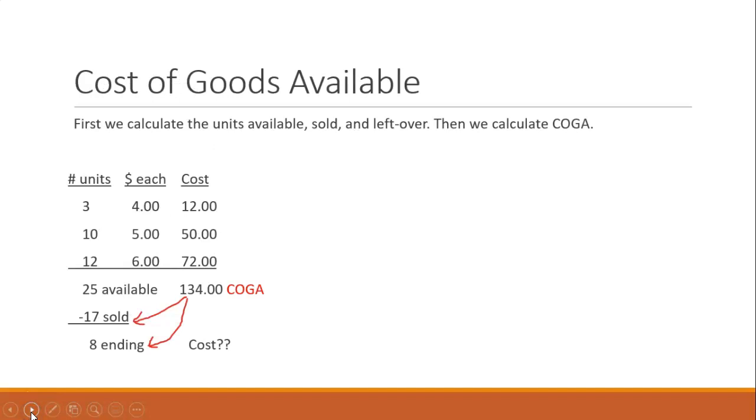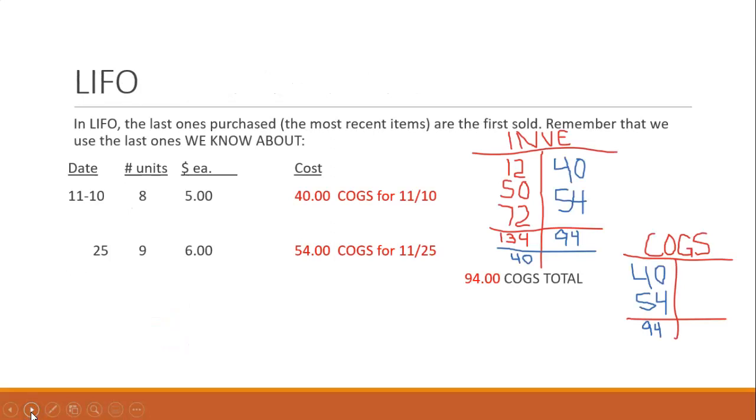So again, if we happen to have a data set like we do, we're going to go ahead and multiply out the beginning inventory and the purchases, add those up. That gives us the cost of goods available, which of course is still $134. We're going to add up the units. We still have 25 units available. 17 of them were sold, meaning we have 8 left over. And we need to figure out how much of the 134 goes to the 17 that were sold, how much goes to the 8 that were in the ending inventory.